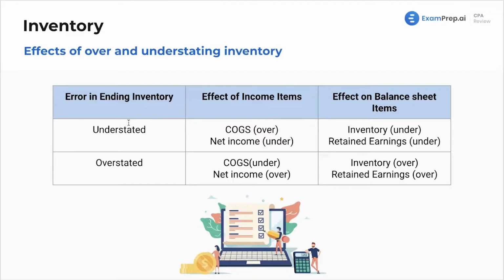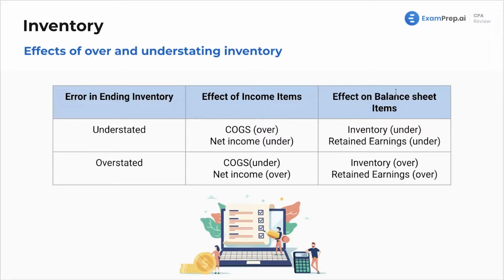Because what's our journal entry? It's a debit to cost of goods sold, credit to inventory. So cost of goods sold is going to be overstated, and net income is going to be understated. Well, that makes sense, right? Because if your expenses are overstated, that means your net income is understated.